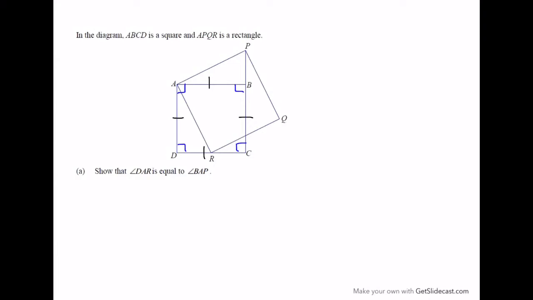Okay, and we know that APQR is a rectangle, so we will also have 90 degrees on all the different sides. And we know that the opposite sides are equal to each other. Question part A. Show that angle DAR is equal to the angle BAP.